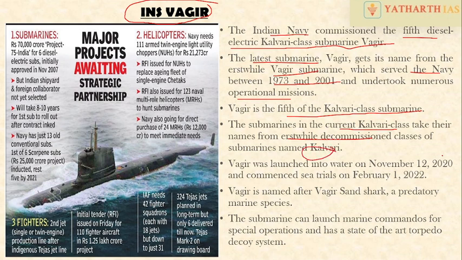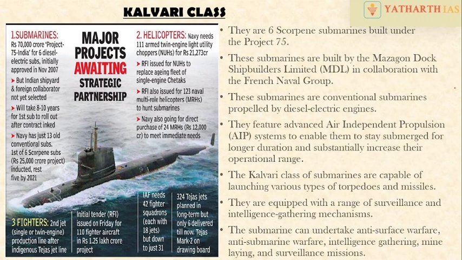It was launched into water on November 12, 2020 and commenced sea trials on February 1, 2022. Vagir is named after the Vagir sand shark, which is a predatory marine species. The submarine can launch marine commandos for special operations and has a state-of-the-art torpedo decoy system. There are 6 Scorpene submarines built under Project 75. These submarines are built by Mazagon Dock Shipbuilders Limited in collaboration with the French Naval Group.